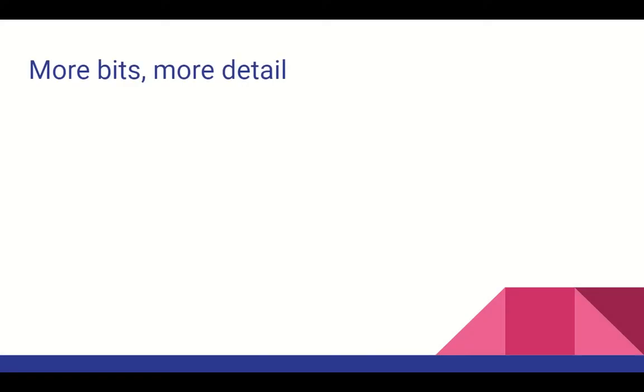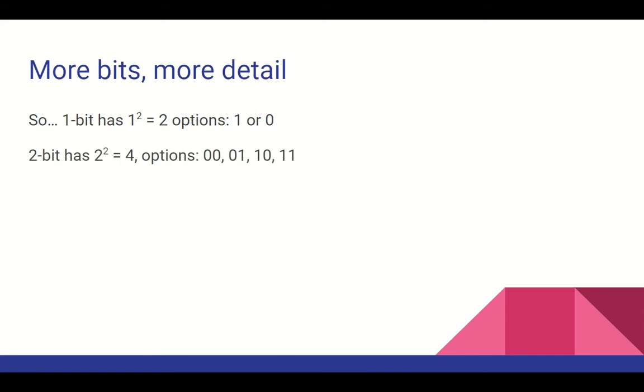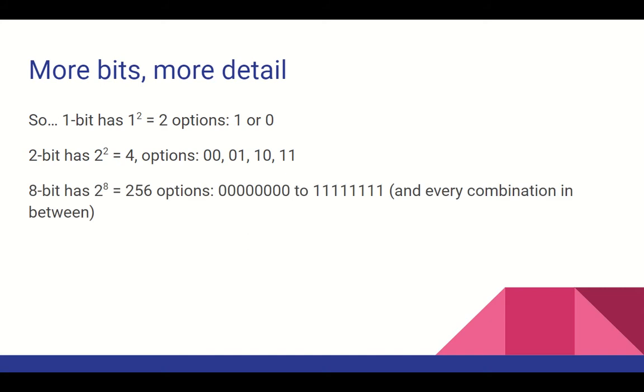Okay, let's have a bit more detail about bits. 1 bit has one option. If I have 2 bits to represent data, I can have 4 options: 00, 01, 10, and 11. Take a deep breath. I'm not going to do every option available here because it will drive you insane.